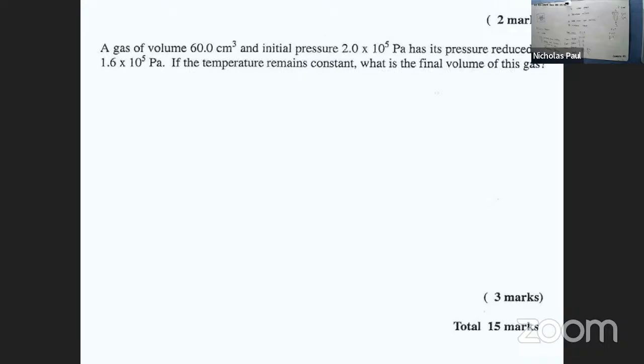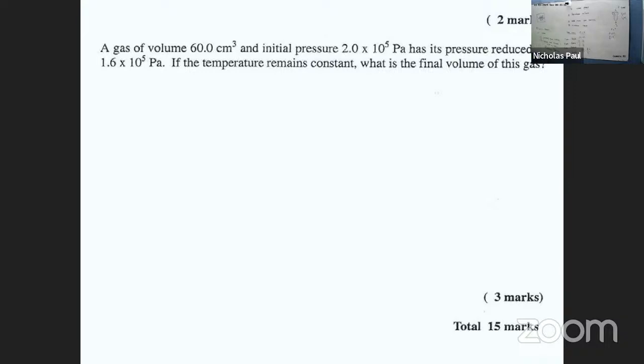It's reduced to 1.6 by 10 to the 5. If the temperature remains constant, what is the final volume? Take a little read, then tell me what law you're going to use. The key thing is what is constant.